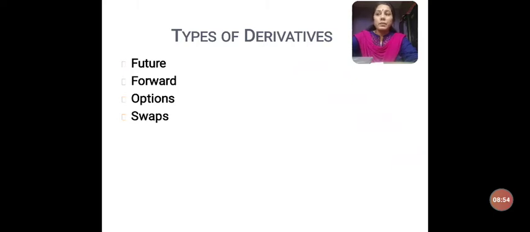See, forwards are simply an agreement between two parties for buying or selling an underlying asset at a specified price at some future date. Here also there are two parties doing buying and selling, and this contract also is a derivative contract based on some underlying asset. What is the difference between future and forward?